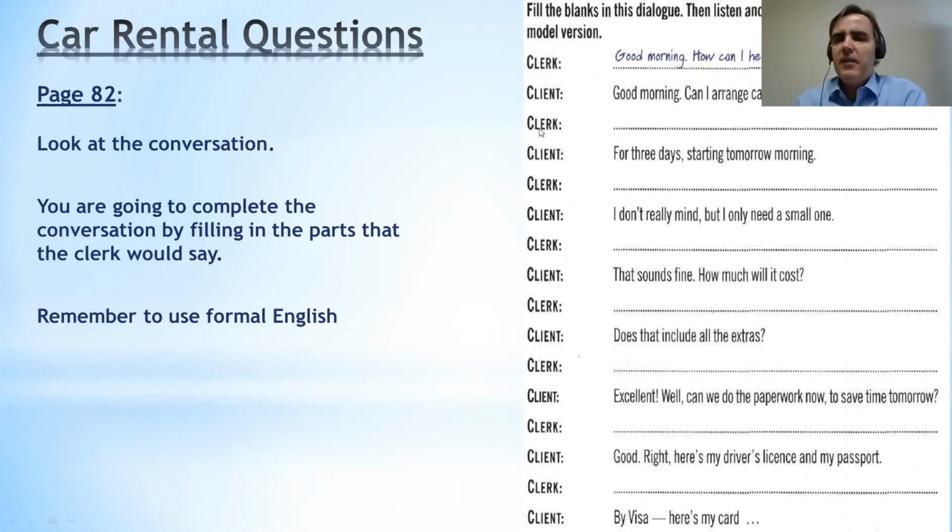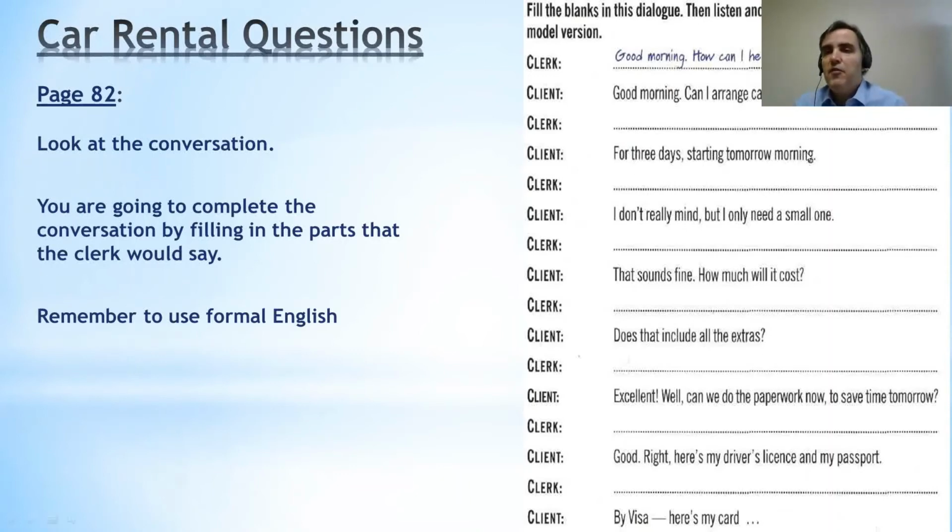So I'll give you an example here. The clerk, after this, good morning, can I arrange car rental here? Certainly. Okay, maybe when would you like to rent the car? Or maybe how long would you like to rent the car? We know that they can be the questions because we've got this for 3 days starting tomorrow morning. So maybe the question is how long or when. So that's what we need to do for the other parts.